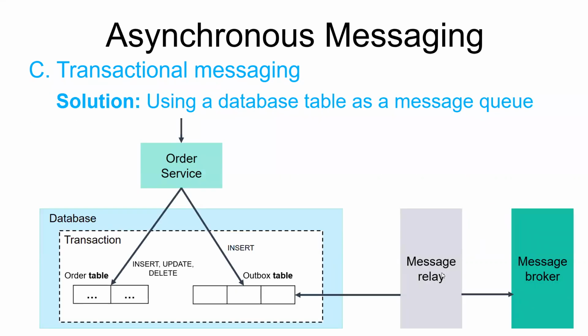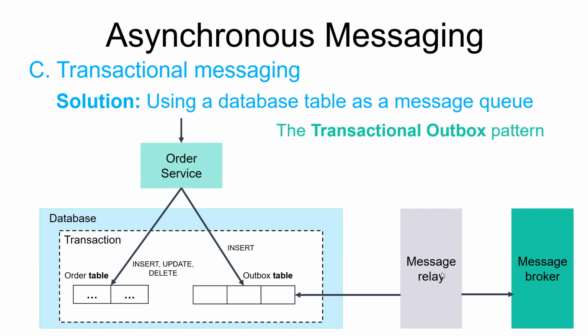One solution that fits well with modern applications is using a database table as a message queue. Let's imagine that your application is using a relational database. A straightforward way to reliably publish messages is to apply the Transactional Outbox pattern. This pattern uses a database table as a temporary message queue.